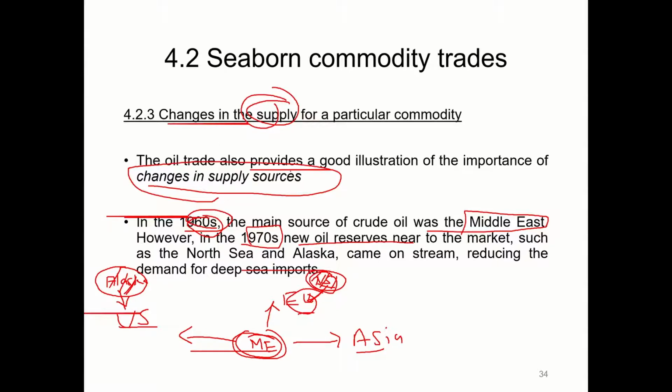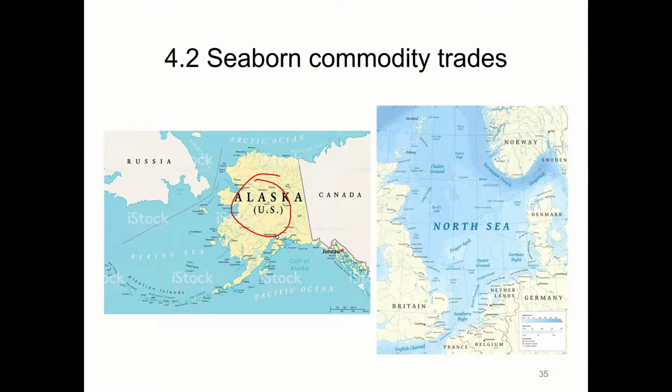And how would that affect the overall demand for maritime transport services in the 1970s? What would you expect the demand to be in the 1970s as compared to the 1960s? Obviously, the demand for maritime transport will be much smaller, or it will decline. It will decline because remember we measure the demand for maritime transport services based on ton miles, and clearly the distance would have shortened by a lot. So we found new oil reserves in Alaska, which will supply the markets in Canada and the US, and the North Sea will supply oil to the neighboring countries.